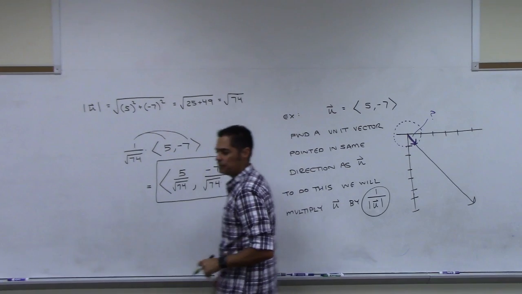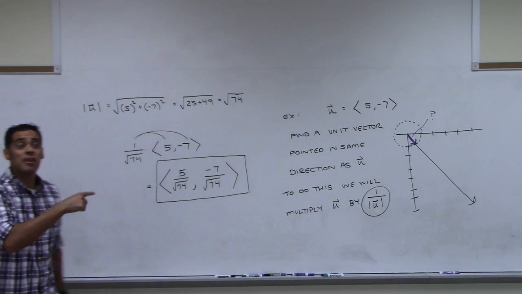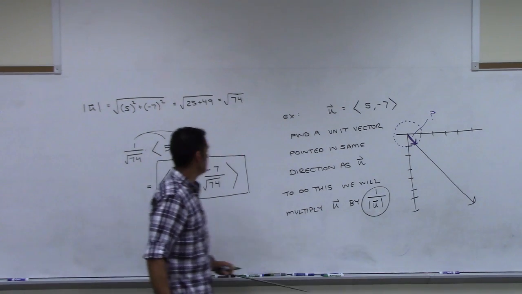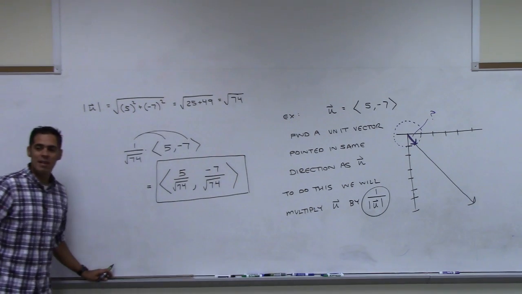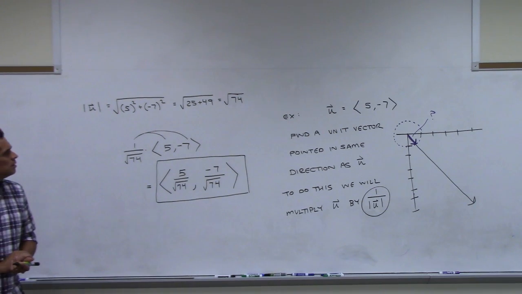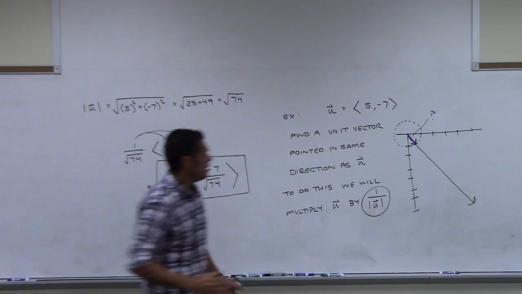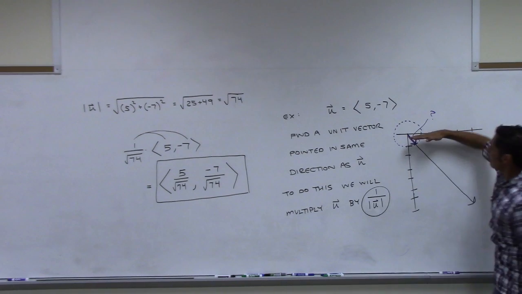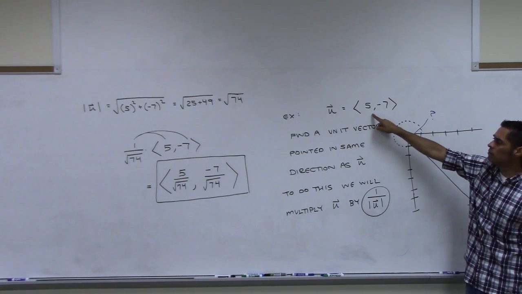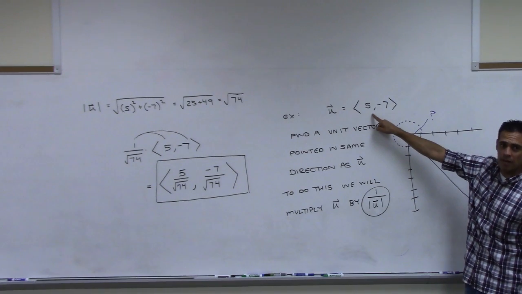This vector points in the same direction as that vector, and it should have a length of 1. How could I confirm that it's pointed in the same direction? What's one thing I could do? I could calculate the angle, couldn't I? So look, do you know how to get the angle for u? How do we get the angle of this vector? There was a formula for that.